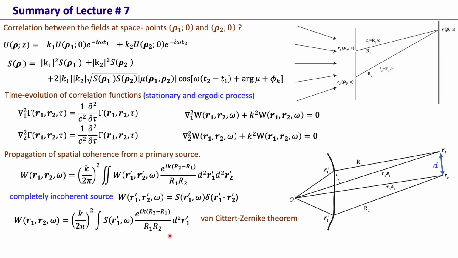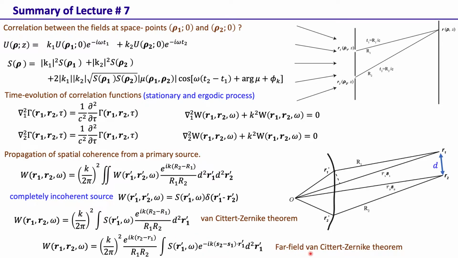Van Cittert-Zernike theorem. This Van Cittert-Zernike theorem has a far field version, which is called the far field Van Cittert-Zernike theorem, and in that case we see that the cross spectral density function W(r1, r2) is essentially a Fourier transform of the spectral density at the primary source, and the Fourier transform is in terms of k(s2 minus s1). So essentially, even if it's a completely, spatially incoherent primary source, one can still get coherence in the far field. So that is the point of the Van Cittert-Zernike theorem. Okay. So this is what we did in lecture number 7.